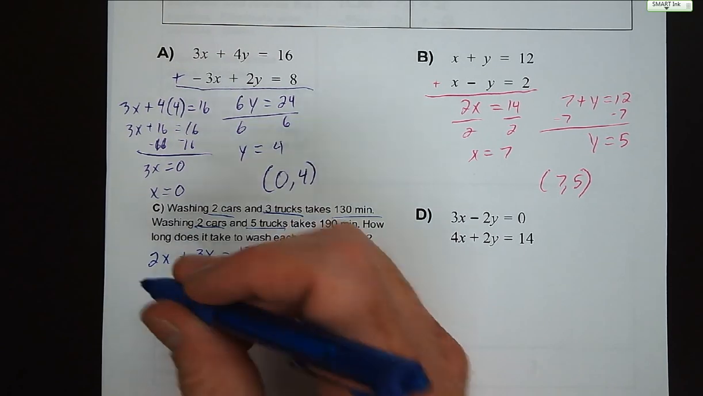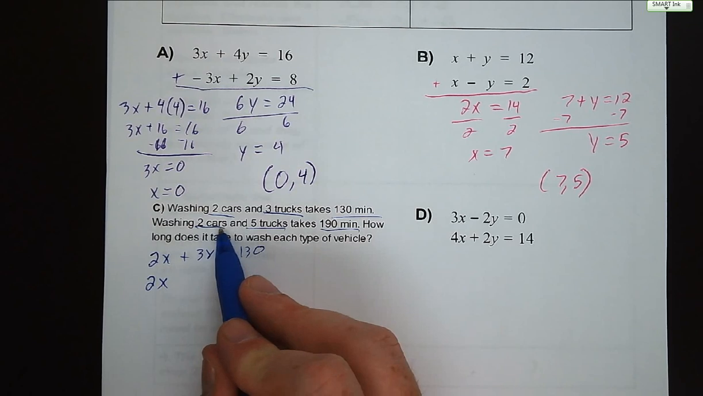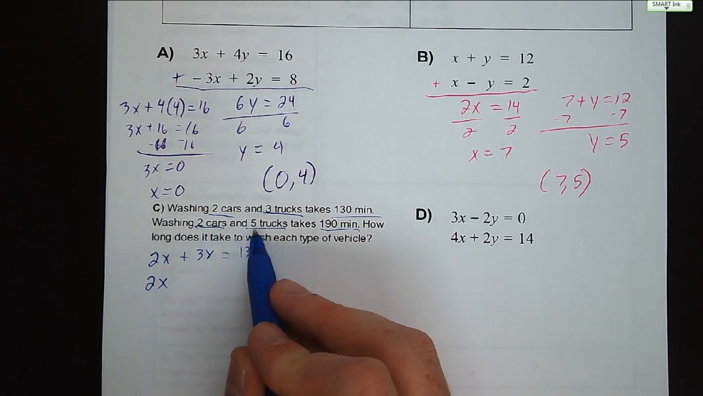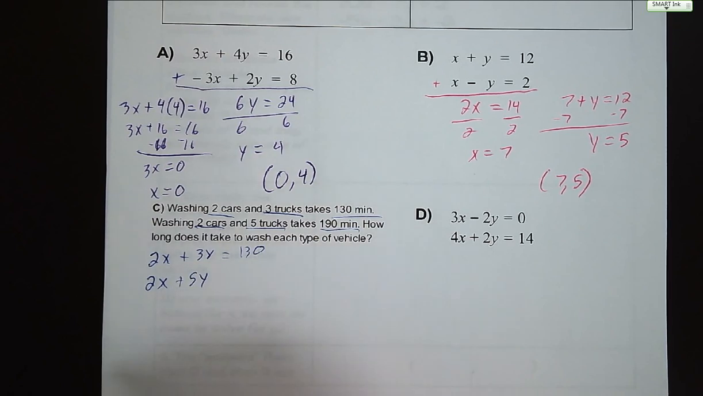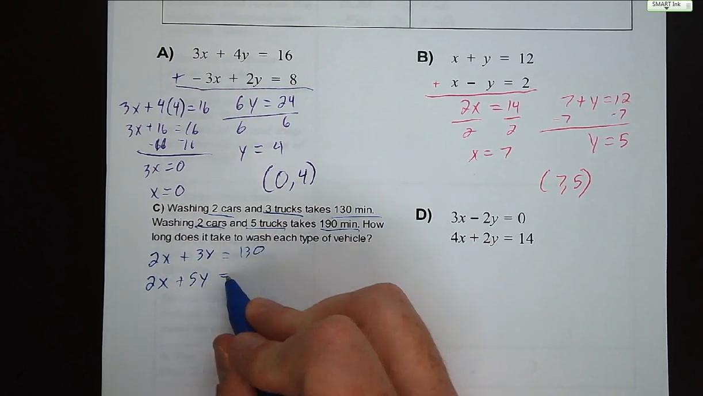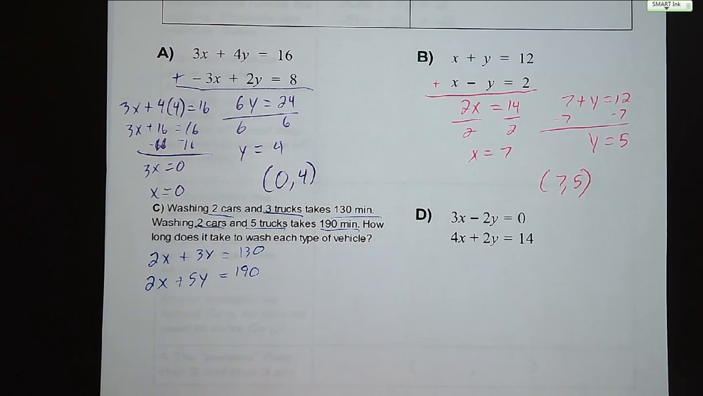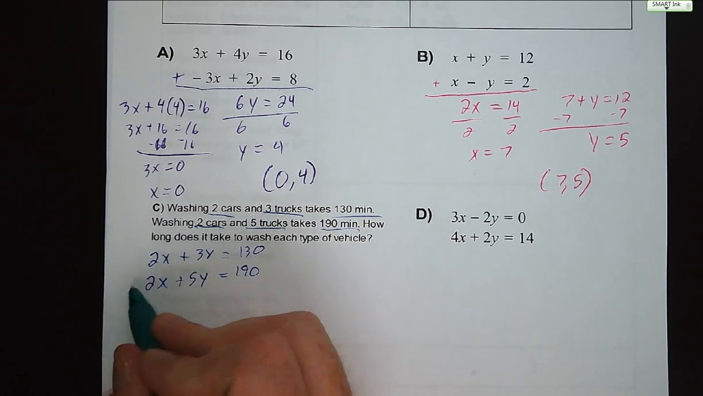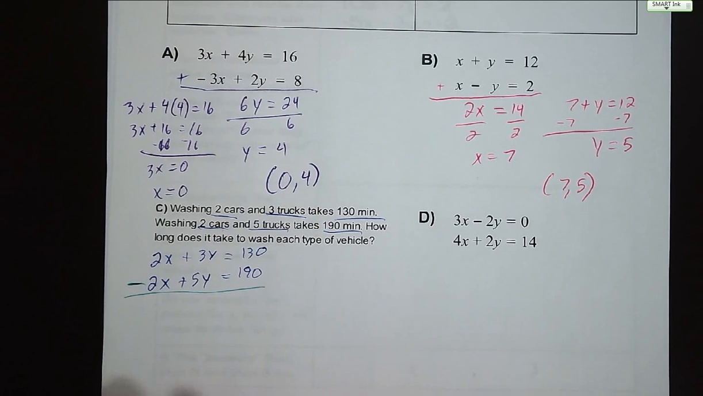We have 2 times the amount of time it takes to wash a car plus 5 times the amount of time it takes to wash a truck is equal to 190 minutes. So do I have any additive inverses? Well, if we use subtraction, we do. So we're going to subtract one equation from the other.